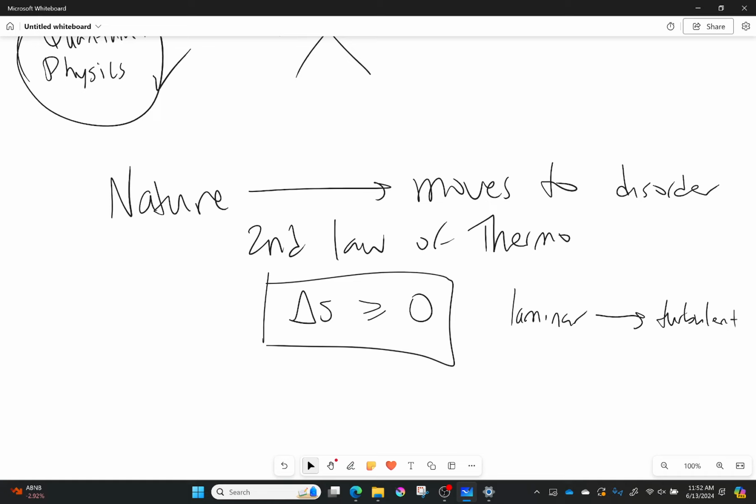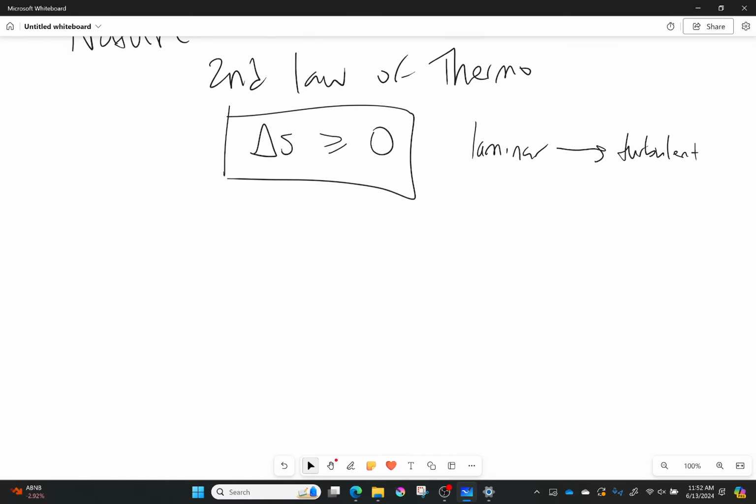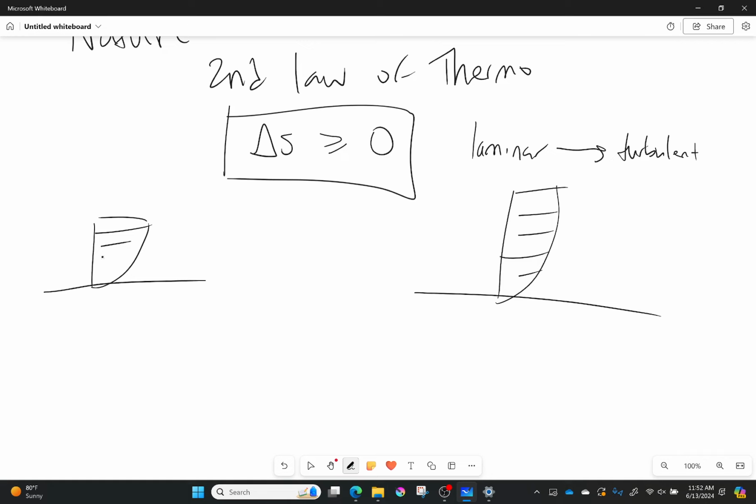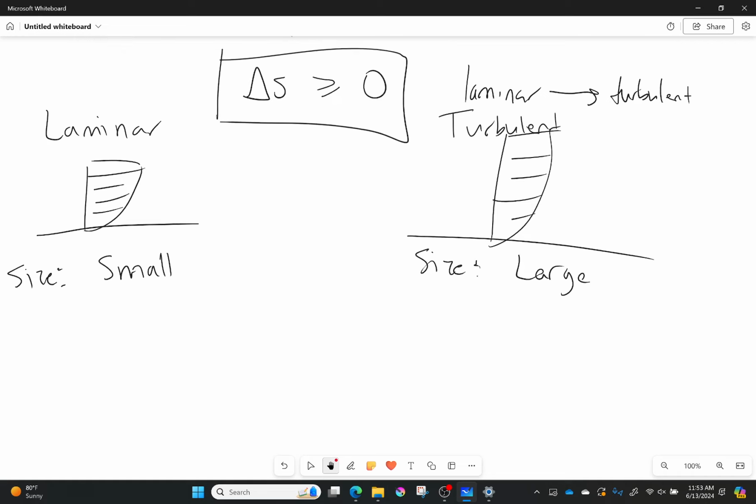Okay, so what happens when I go from laminar to turbulent? We'll compare them. Here's my wing, here is the laminar boundary layer, here is the turbulent boundary layer. First off, size. Laminar boundary layers are small, and comparatively, turbulent boundary layers are large.